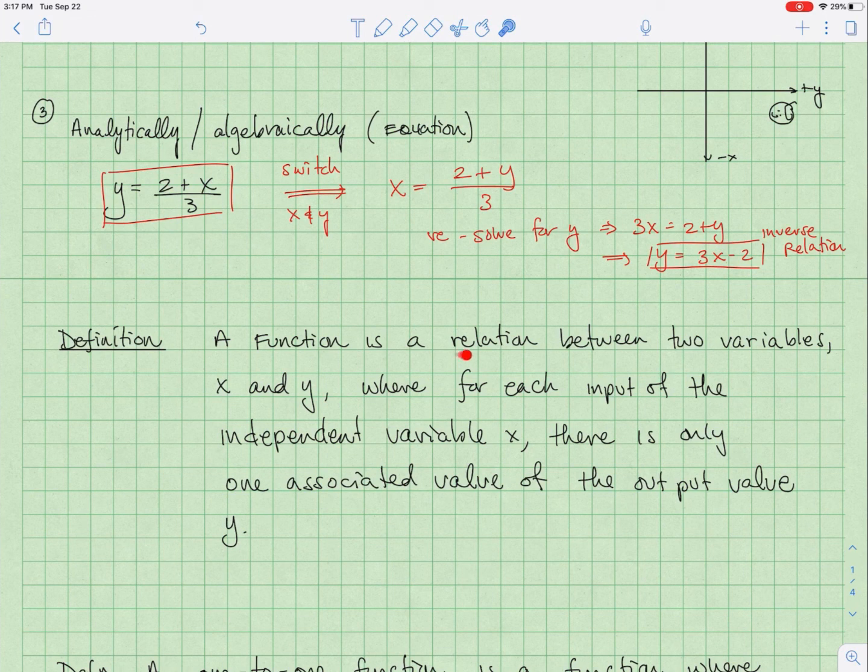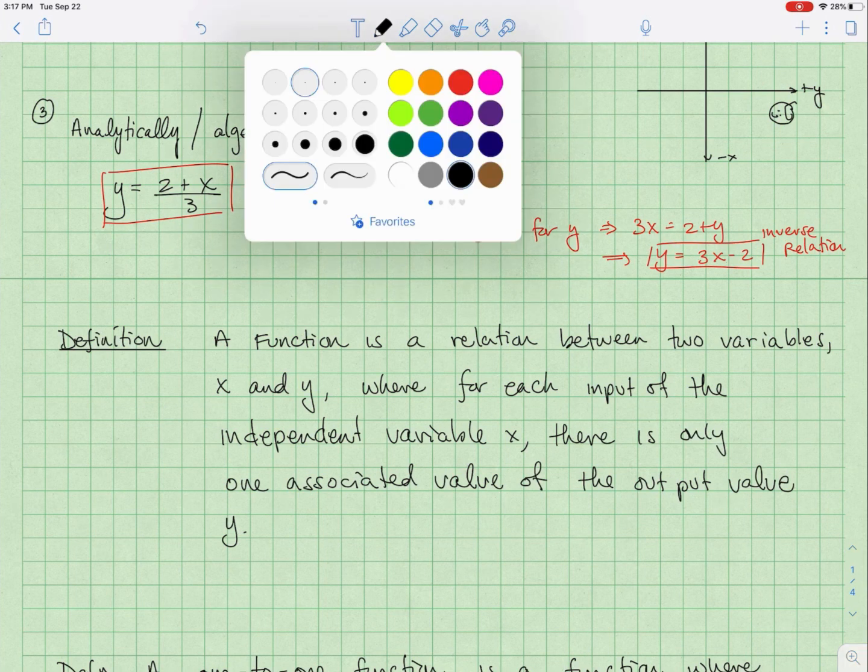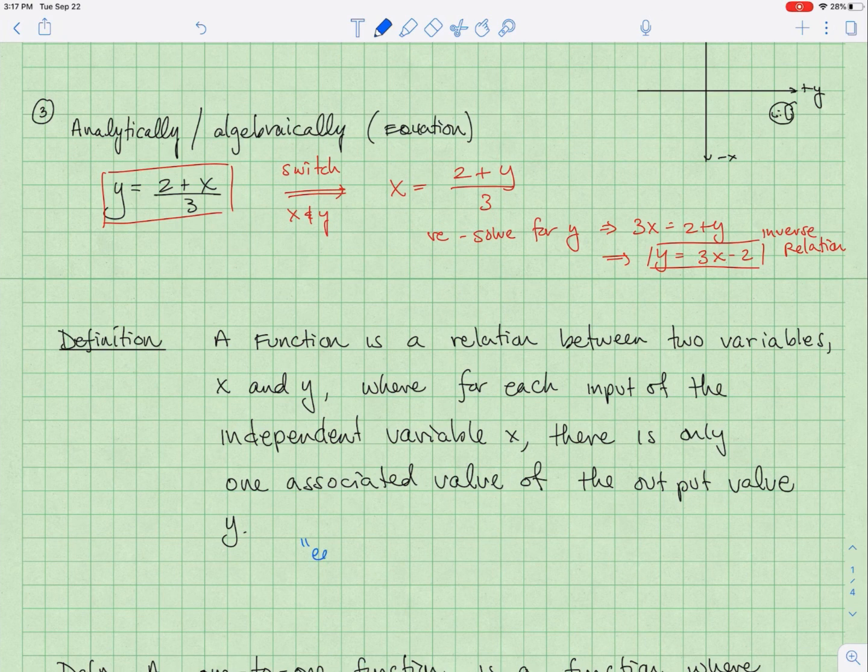Definition. A function is a relation between two variables, x and y, or r and t, or who cares what the letters are, but two variables, where one of them is the independent or input variable and one of them is the output or dependent variable, where for each input of the independent variable x, there is only one associated value of the output y. So essentially here what we're saying is each input has only one output. You're never going to plug in a single x value and get more than one y value out. And we'll talk about that in a minute.